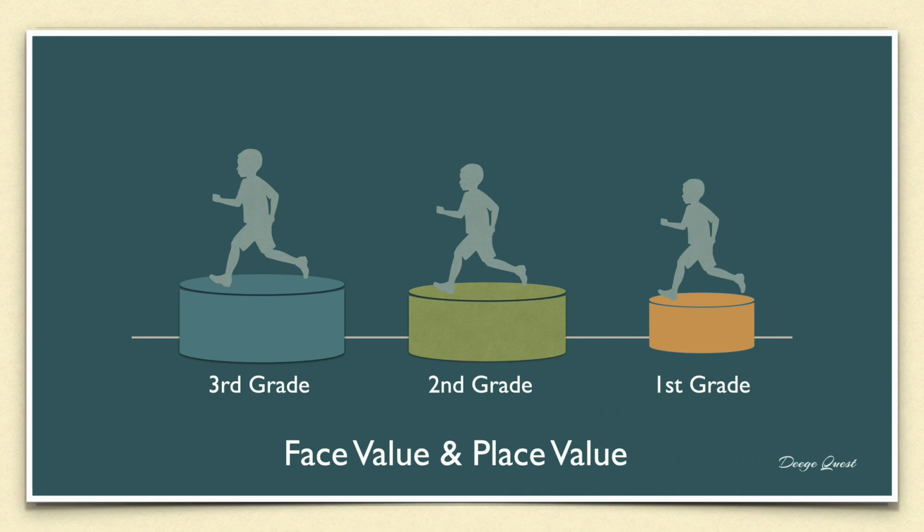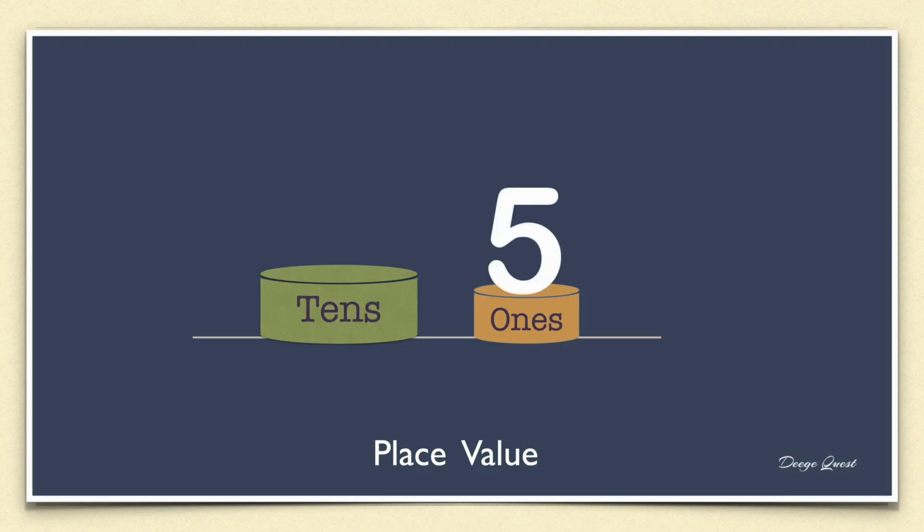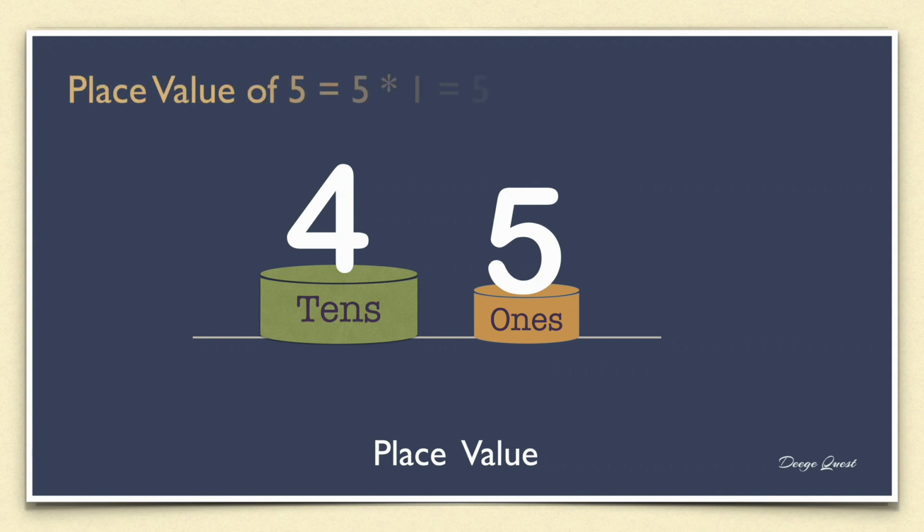Similarly, the place value of a digit changes based on its position in the number. In this two digit number, 5 is in the ones position. We know that the unit value of ones position is 1. We can calculate the place value by multiplying the digit with the unit value of its position. So the place value of 5 will be 5 times 1, which is 5.